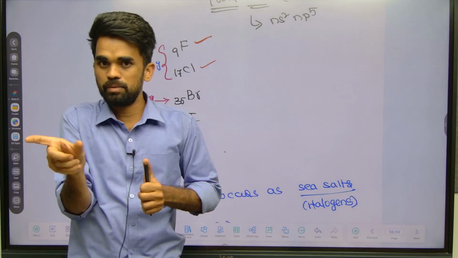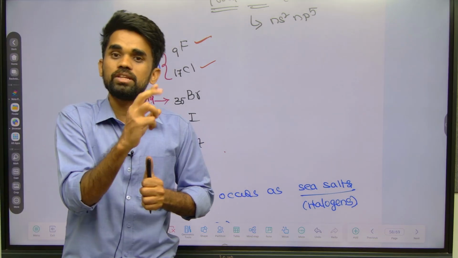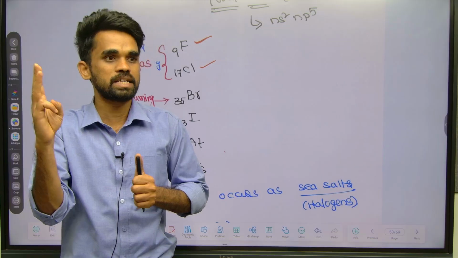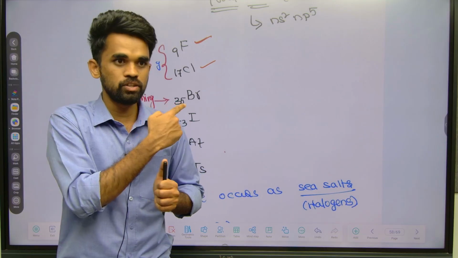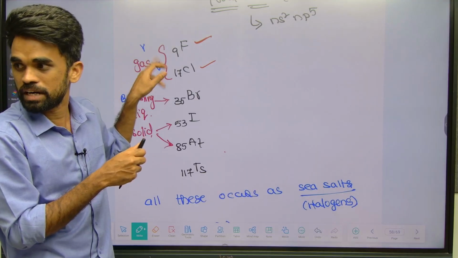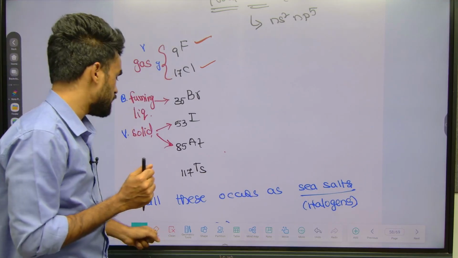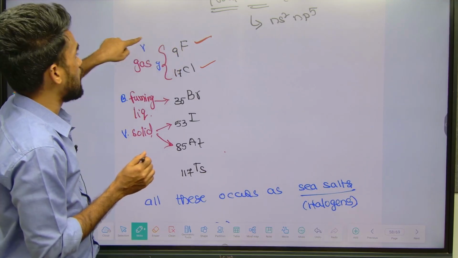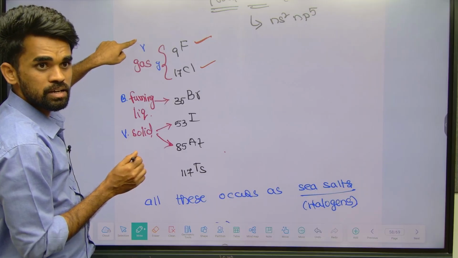In the P block elements, a group with all three physical states is the 17th group, because this group only we have seen something like this, nowhere else have we studied. And the next thing is fluorine. It's a yellow color gas. Which color gas? Yellow color gas.